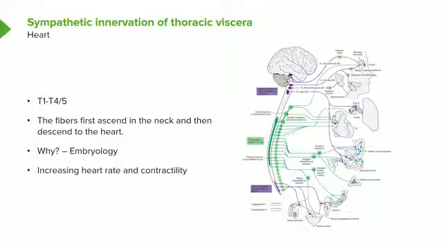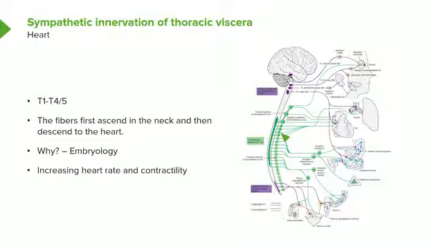So let's take a look at the specific innervation of selected thoracic viscera. Here we're looking at the sympathetic innervation of the heart. For sympathetic innervation of the heart, the preganglionic fibers are going to come from T1 to T4, maybe as low as T5. So that's going to occur here, here, here, here, and maybe as low as here. Many of those fibers from the preganglionic neurons will enter the sympathetic trunk, synapse with the postganglionic neuron.